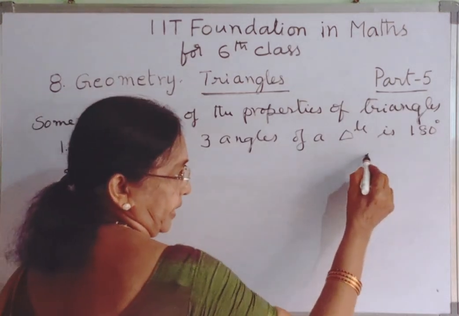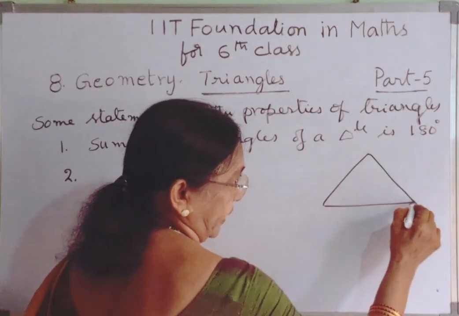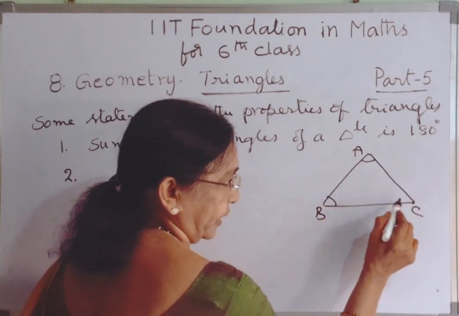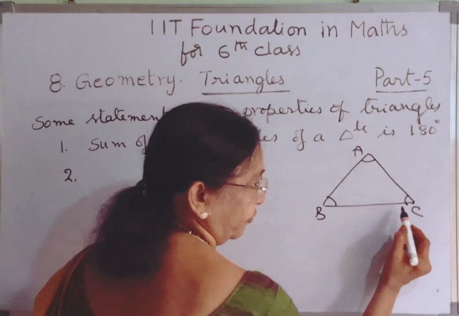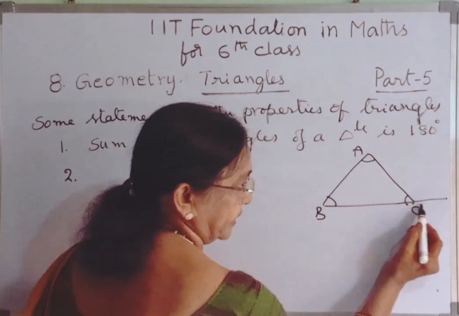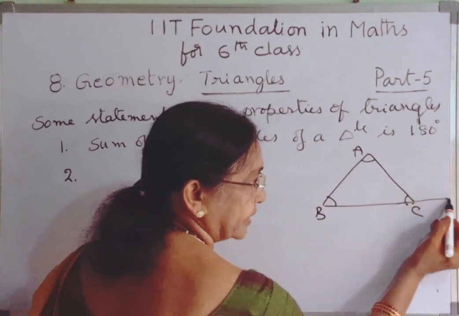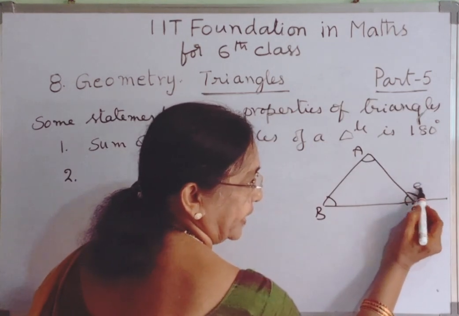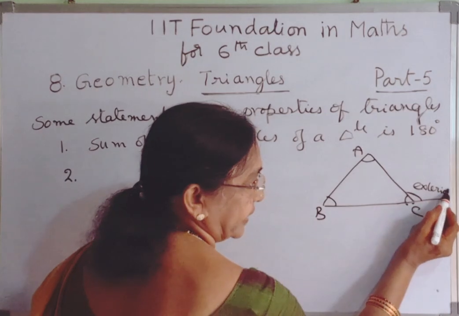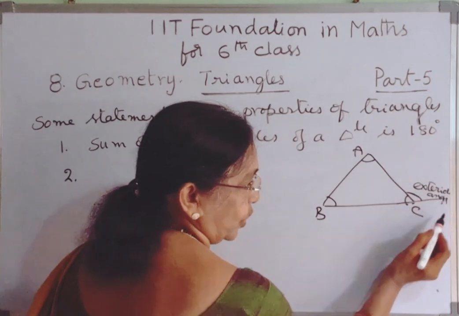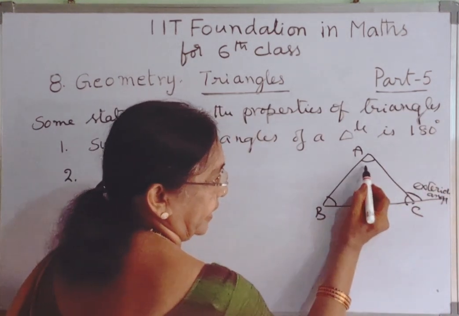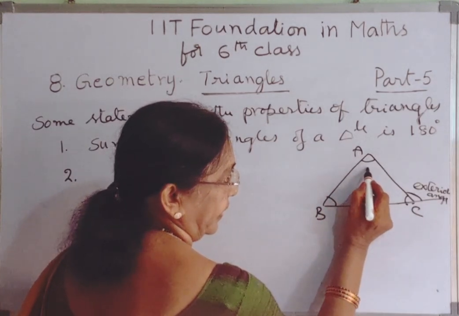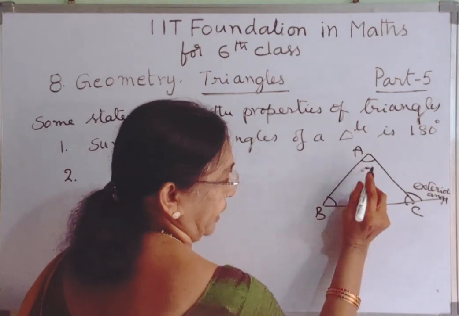That means here let us take a triangle ABC. So these angles are called the interior angles. And if we extend a side BC, the angle made by this extended side and the other side is called the exterior angle. So the sum of two interior angles. Let us take the values of the angles as A.